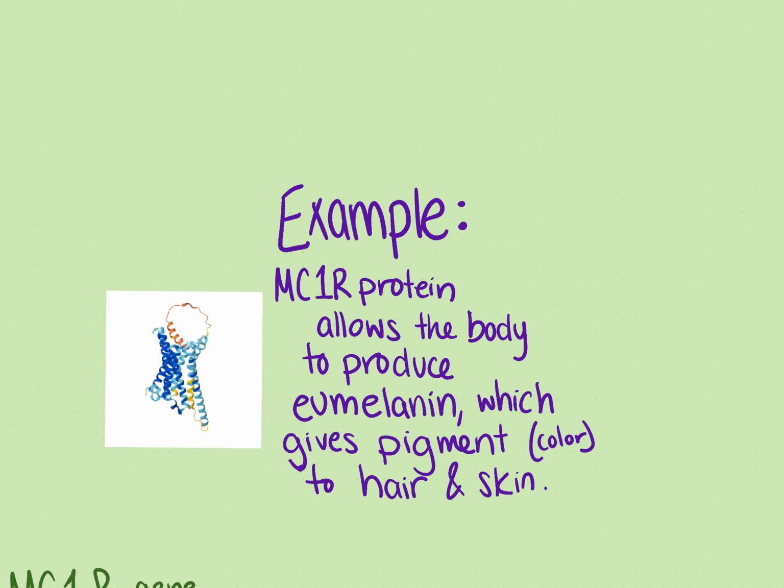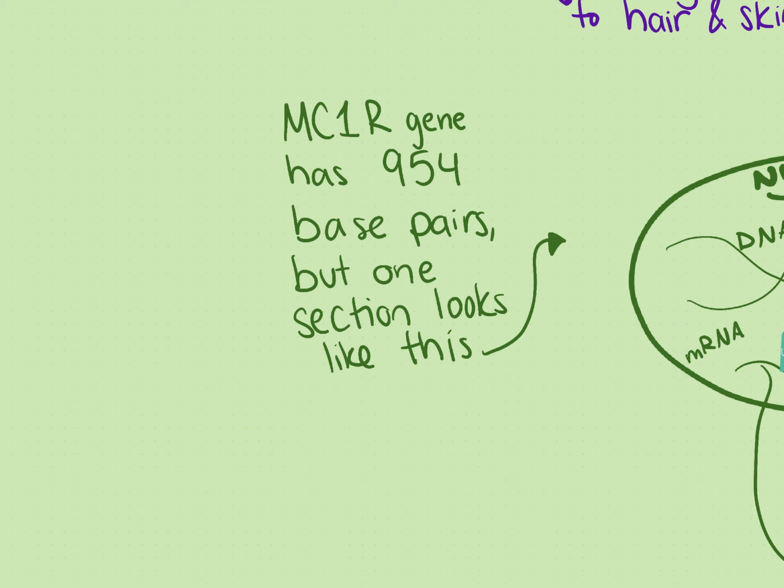Okay, we're going to look at a brief example of a specific protein. So this is the MC1R protein, and it allows the body to produce eumelanin, which gives color to the skin and hair. The real MC1R gene has 954 base pairs, but we're obviously not going to look at 954 base pairs in this video, so we're just going to look at a small section of it.